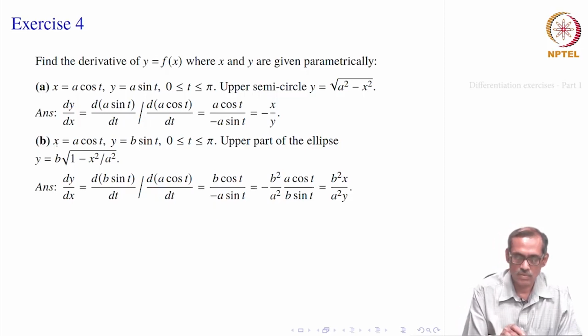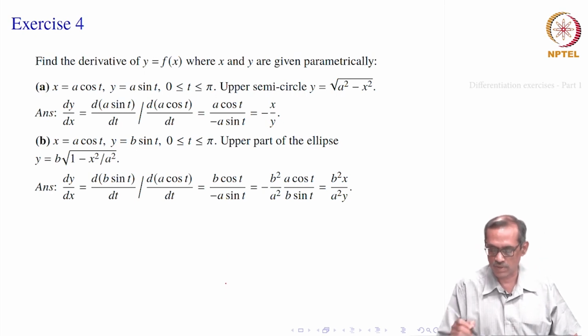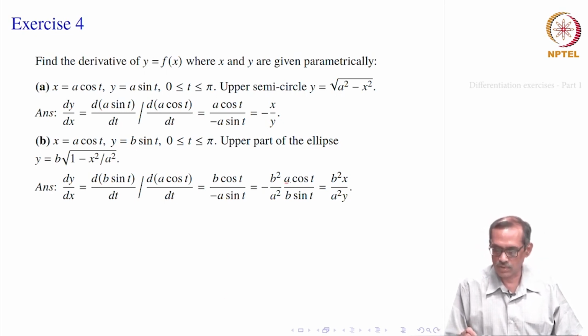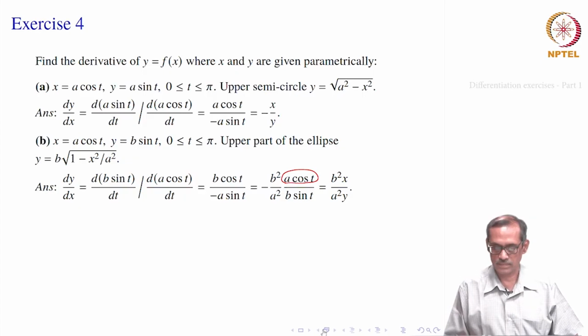But we have x equal to a cosine t, y equal to b sin t. So, we need to express in that form. We multiply one b by a, that gives b square by a square into a divided by b. So, one b cancels here, one a cancels here as earlier, the minus sign remains, and we have cos t by sin t. Now a cosine t gives you x and b sin t gives you y. So, our answer is b square x divided by a square y.